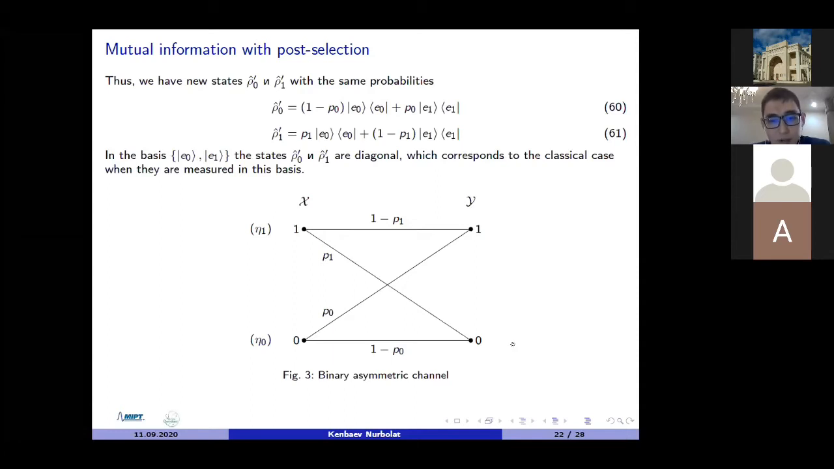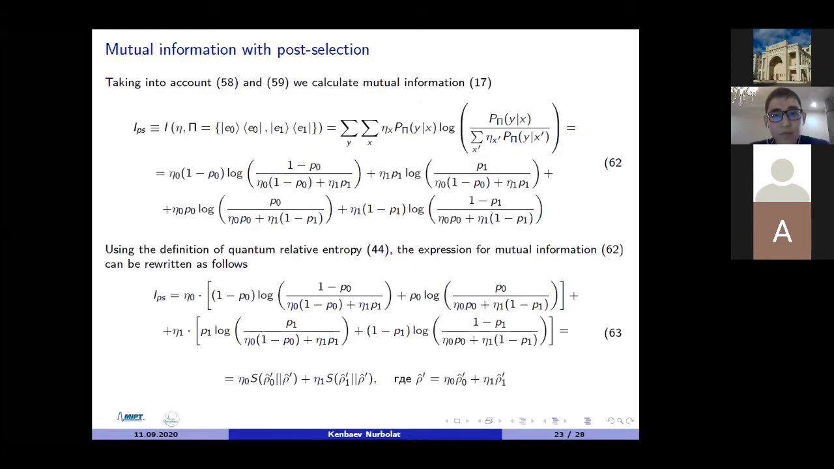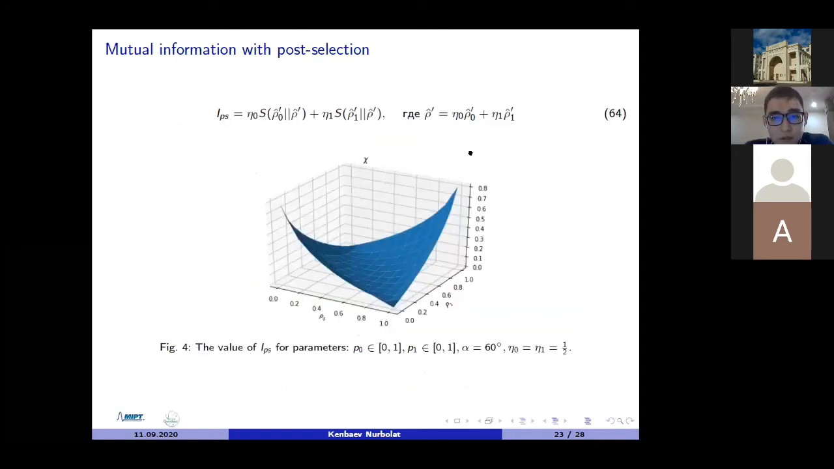Let us calculate the mutual information for this channel. By the definition, we have this formula, but it's convenient to write the mutual information in terms of relative entropy, as we did for the Holevo value. After the calculations, we obtain this equation, where rho prime is the average state for our new ensemble. Finally, we get this result. On the graph, you can see the value of information with post-selection for different configurations of states.